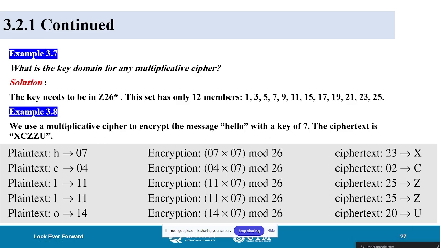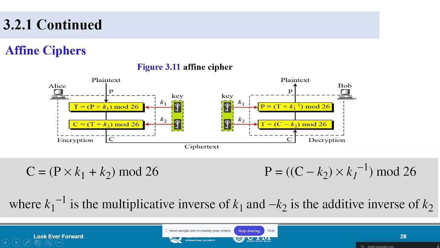Now, we use the multiplicative cipher to encrypt the message hello with a key of 7. The ciphertext is XCZZU, and the plaintext is 07 04 11 11 14. We multiply it by 7 mod 26. This would be 49. 49 mod 26 would be 23. And this is the multiplicative cipher. Now we have something else, which is the affine cipher.